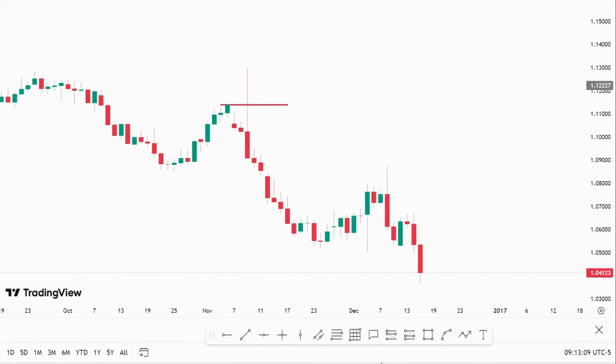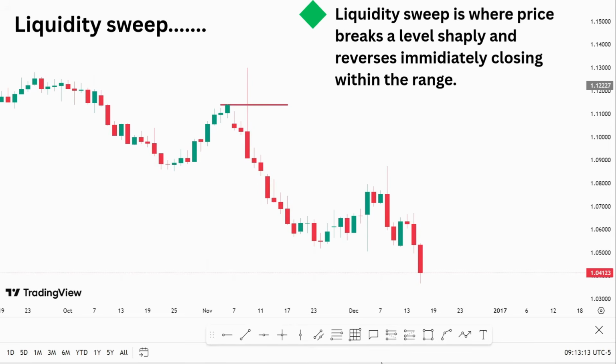Finally, the last condition is liquidity sweep. A liquidity sweep is where the market breaks a level sharply and reverses, closing within the range.